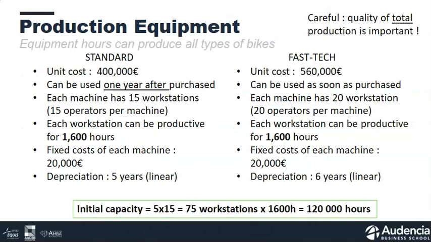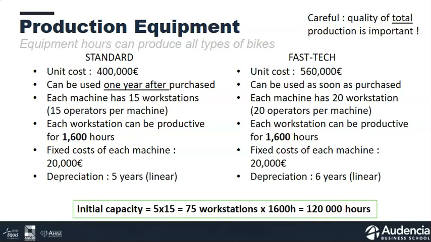To produce these bicycles, you have two different types of equipment. You have what's called a standard machine. Each of these costs $400,000, and that's what you currently have, as I mentioned at the beginning. Once you buy these machines, you may use them 1 year after they are purchased. They're not delivered right away. It takes 1 year for these machines to be delivered.